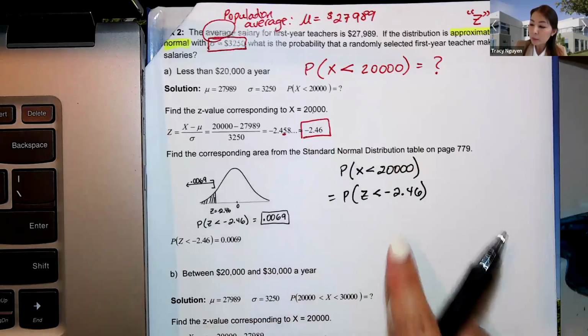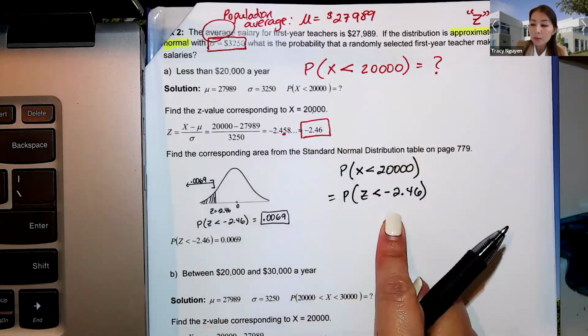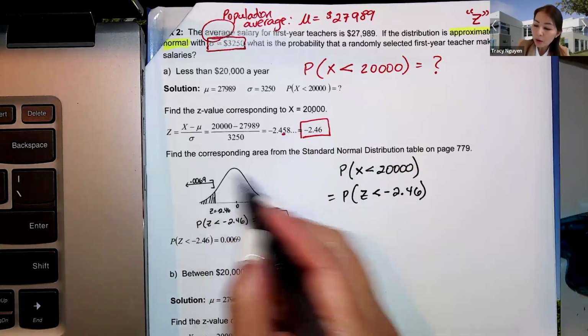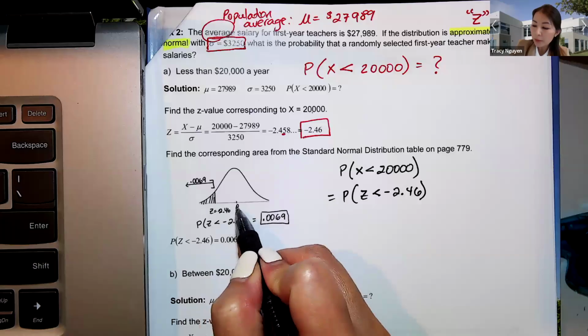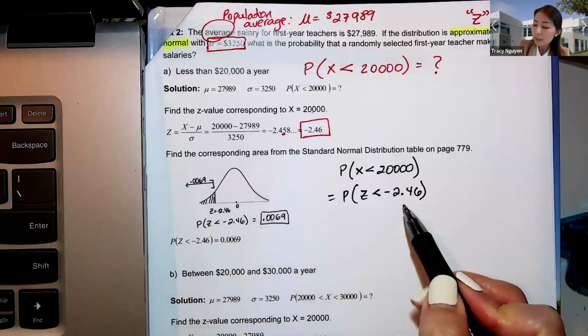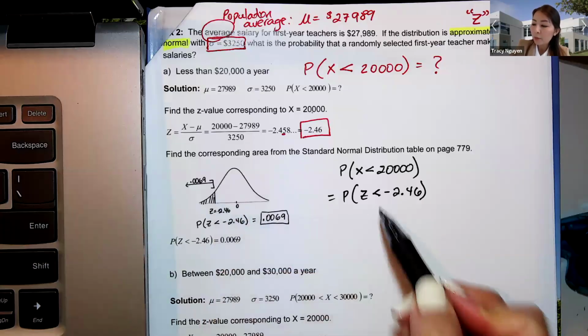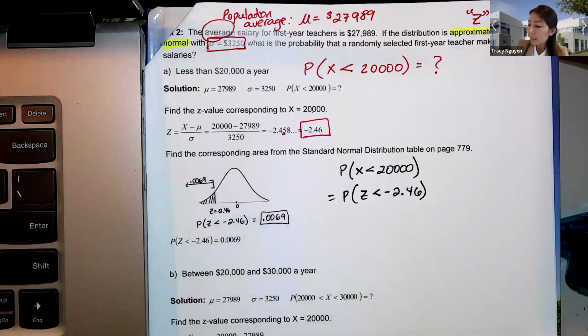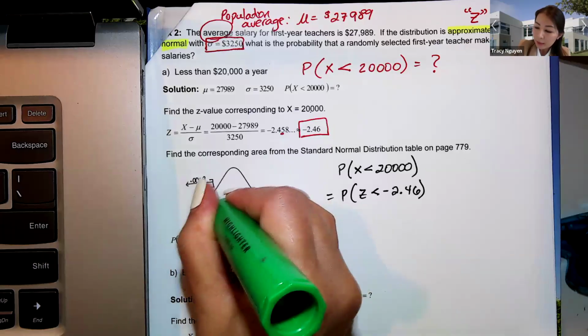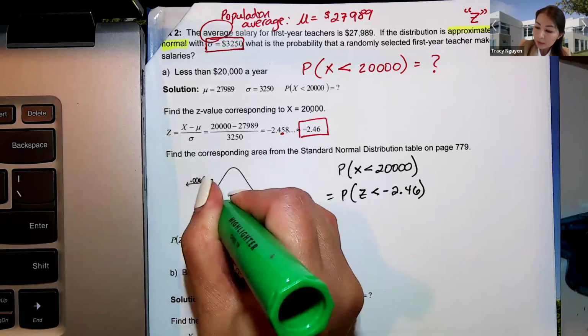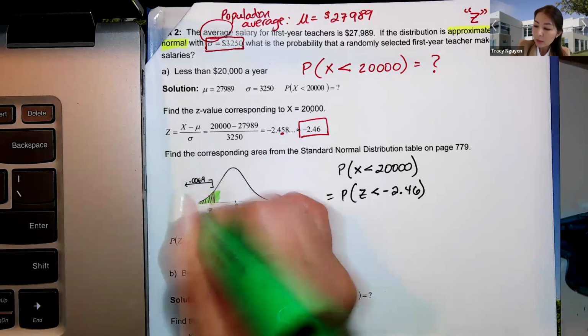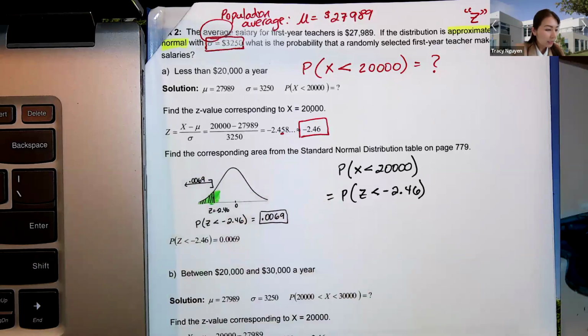How do we find the solution for something like this? Just going back to our previous lesson in 6.1, we draw our curve, we mark 0 in the middle. Because the value is negative, we're going to mark it to the left of 0. And we're interested in the area that's less than negative 2.46. Therefore, the shading takes place to the left of negative 2.46.